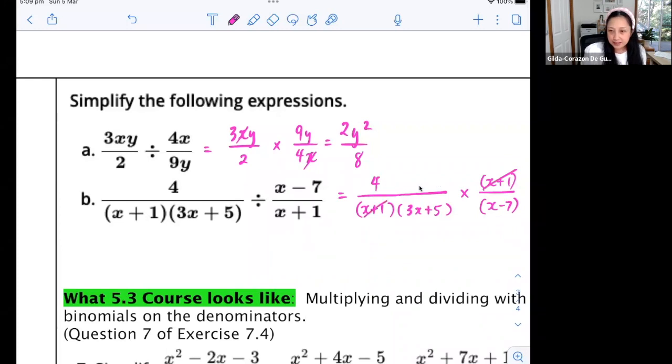Is there anything else that you can cancel here? There's none, and therefore the one on top would be 4. On the bottom, you get 3x plus 5, x minus 7.